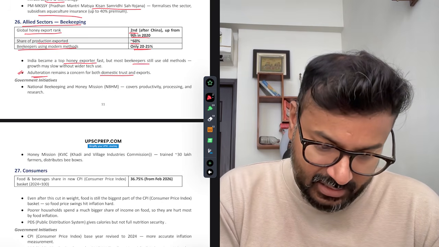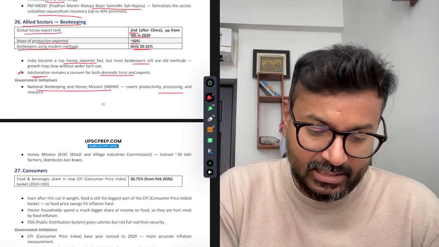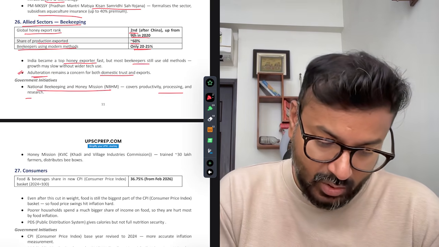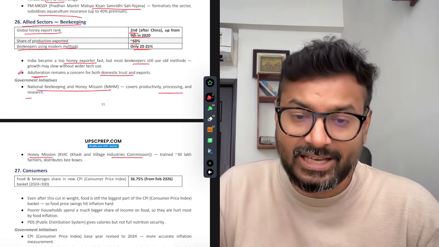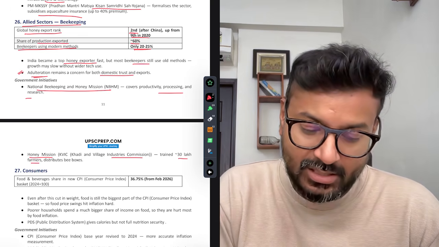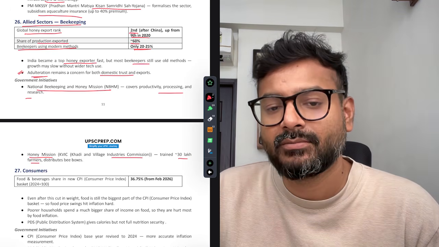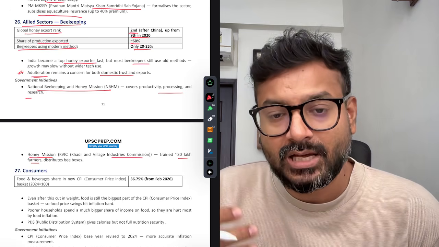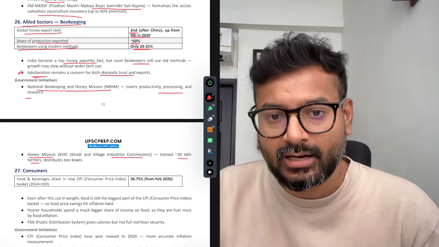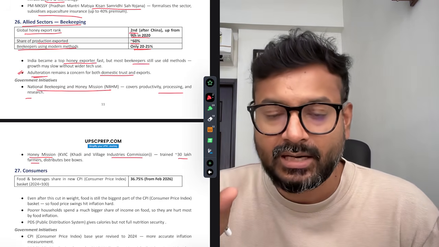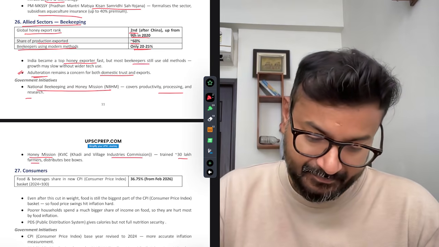The government initiative here is the National Beekeeping and Honey Mission, which covers productivity, processing, research. Then there is also the Honey Mission in the Khadi and Village Industries Commission, which trains a lot of beekeepers. So 30 lakh farmers are trained, and their bee boxes are distributed, so they will be able to do beekeeping in their farms as well, which has a multiplier effect. They do beekeeping, produce honey, sell honey and get additional income. But at the same time, these bees are also pollinating the crops, so the crop production will also increase.